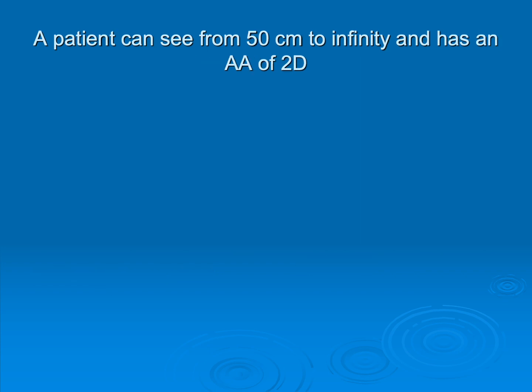So here we've got a patient that can see from 50 centimeters to infinity, and they've got an amplitude of 2 diopters, and we've got to figure out who we are dealing with here. It's clearly not a myope. This is interesting because the closest they can see is 50 centimeters, which costs 2 diopters, and 2 diopters is all they have. So how does that work?